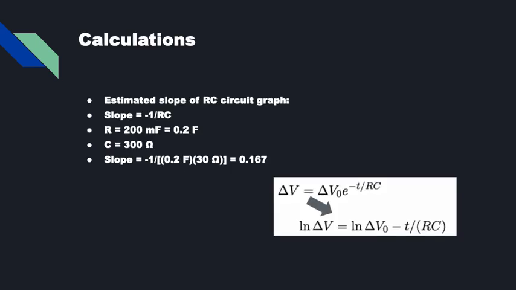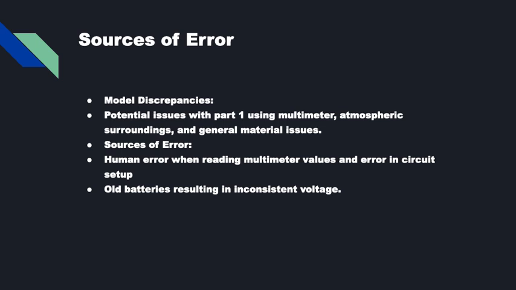So here's my slope calculation, which is -1 over RC, which came out to be 0.167, or just 1 over RC, which is 0.167, using the equations at the bottom.